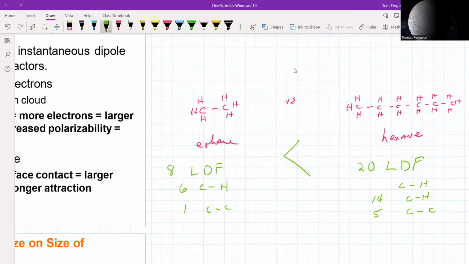So ethane is a gas. Hexane is a liquid. You can buy hexane at the store. Hexane comes in a can because it's a liquid. That means its boiling point is much higher than the ethane. Ethane's already been boiled away, gas.